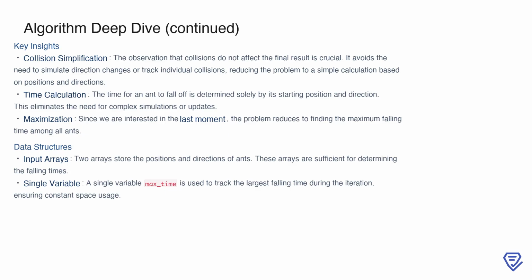Since the behavior of ants colliding is equivalent to them passing through each other, we can ignore collisions entirely. This means we only need to consider each ant's starting position and direction to determine the time it takes to fall off. The problem then becomes a straightforward calculation of falling times. By focusing on the maximum time across all ants, we avoid complex simulations and reduce the problem to simple arithmetic and comparisons. To implement this efficiently, we use two input arrays to store the positions and directions of ants, and we maintain a single variable, max_time, to track the largest falling time. This ensures the solution is space efficient, as no additional data structures are needed.